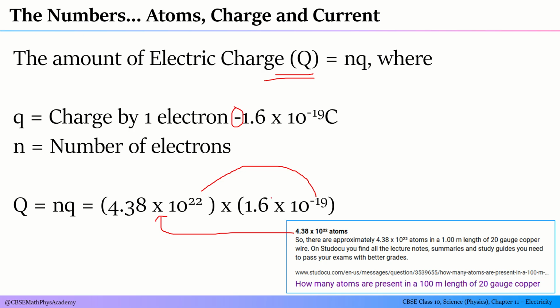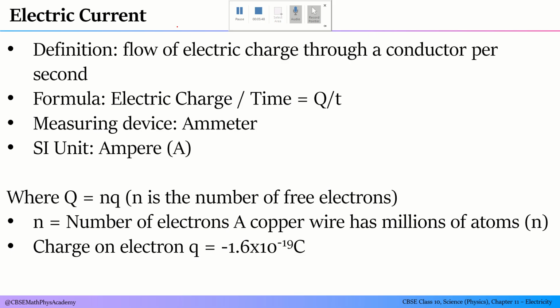We have problems on this. We'll discuss that in detail. But now I'm discussing just to put in perspective how this minuscule value of charge, when multiplied by a huge number of electrons, provides you an electric charge. So electric current, by definition, is the flow of electric charge, that is the flow of Q, through a conductor per second. This is very much essential. The formula is electric charge per time, I equals Q by t. Electric charge is Q, time is t.